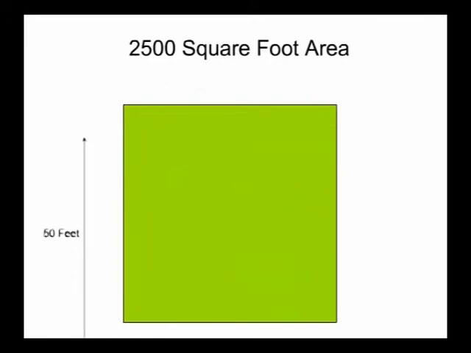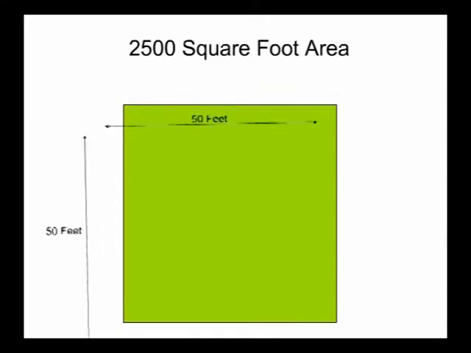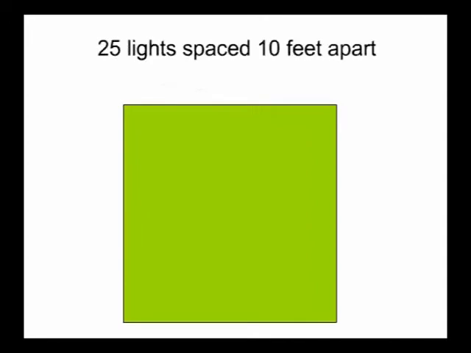Let's take a 2,500 square foot area and decorate it with lawn lights. 2,500 square feet lie within a 50 foot by 50 foot square, and this will serve as a good area to use for this demonstration. We'll start by decorating this area with 25 lights, spaced 10 feet apart. In reality, you would want to put these lights out in arc patterns so that the lights would be more random, but for the purposes of this demonstration, we're just going to set these lights out in a grid pattern.